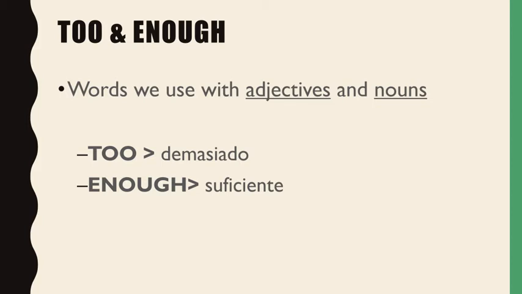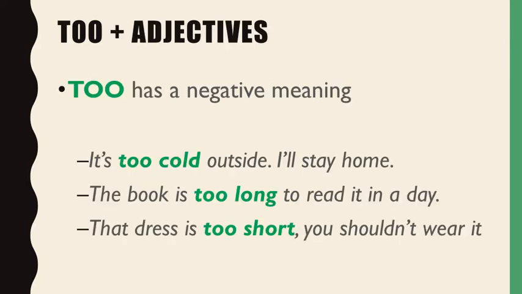These two words can be used with adjectives and nouns. The meaning of the word too is demasiado, and the meaning of the word enough means suficiente or suficientemente. It's very important the fact that the word too has a negative meaning. Let's start with too. Too can be used with adjectives in the following order. Too plus adjective.